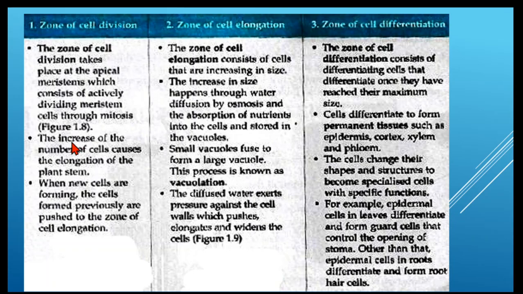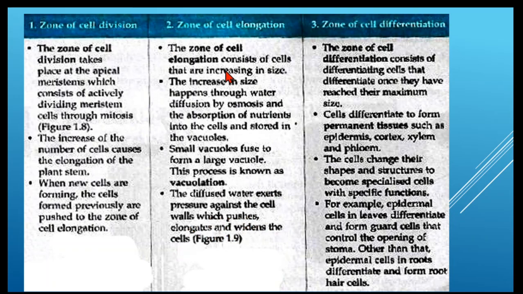So the number of cells increases. Here the size is increasing. Why increase? Because of the water diffusion by osmosis and also the absorption of nutrients into the cell, stored in the vacuole. Sebab itu dia punya size increase. Small vacuoles fuse to form a large vacuole. So this process of fusing vacuoles into a large vacuole we call vacuolation. The diffused water exerts pressure against the cell wall, which pushes, elongates, and widens the cell.